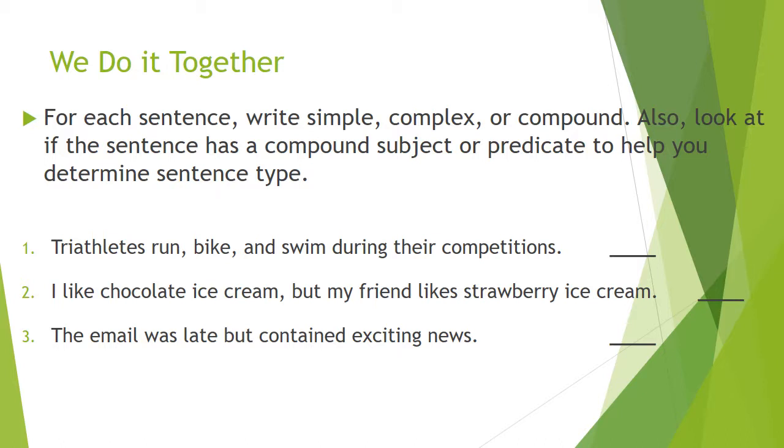Number 3, the email was late but contained exciting news. This is a complex sentence. We have an independent clause, the email was late, and a dependent clause, but contained exciting news. But contained exciting news cannot stand on its own. It has that marker word but in there that tells us it is being combined with an independent clause to create a complex sentence.